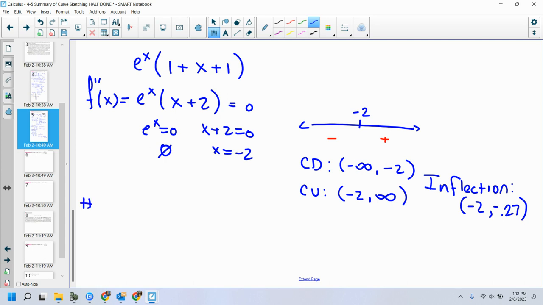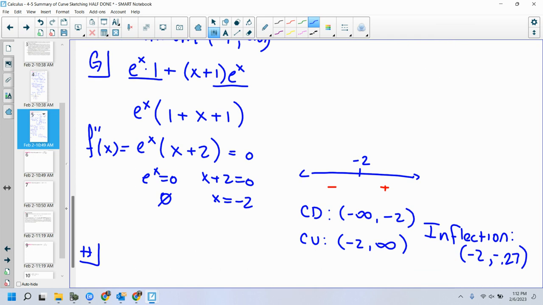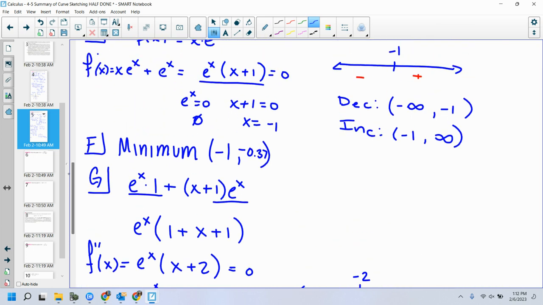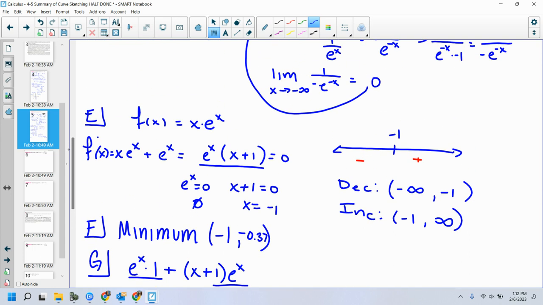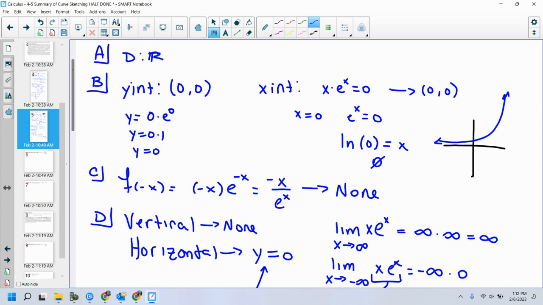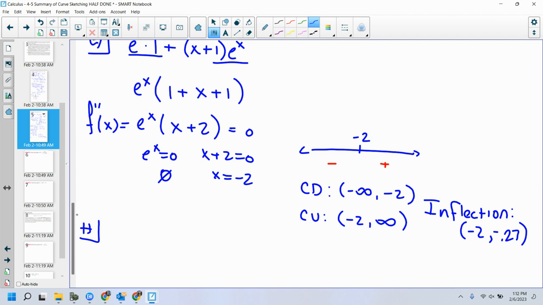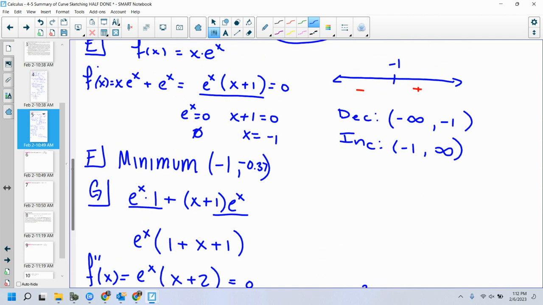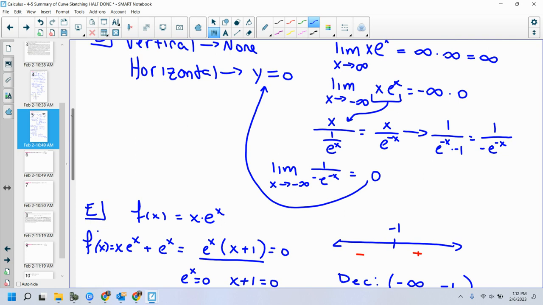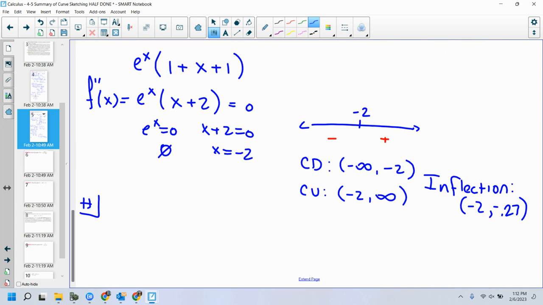Let's graph. Okay. Now, y values that I need. Negative 0.27, negative 0.37, and 0. Those were all intervals. Okay. X values that I need. Negative 2, negative 1, 0. Okay. So that tells me how to build my graph.